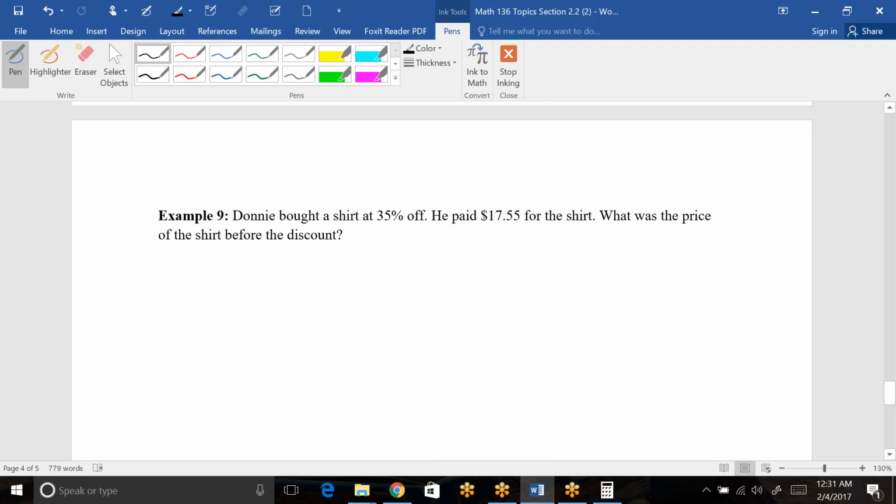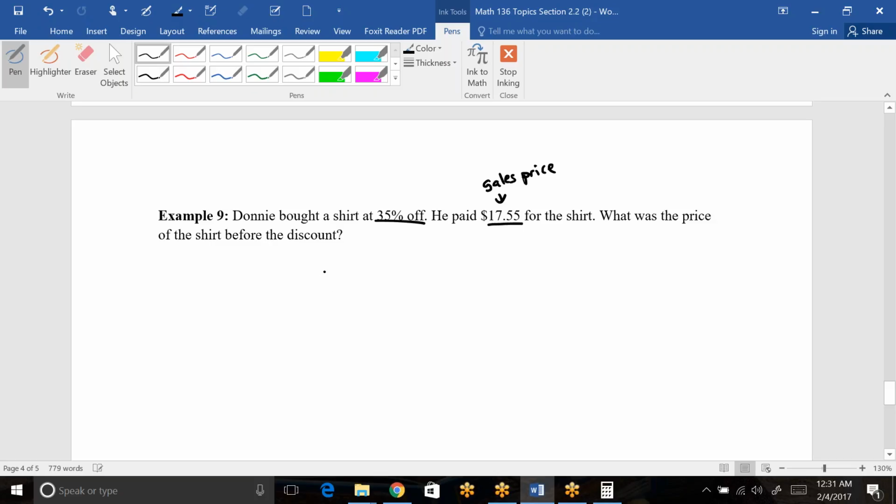Many of you have gone to a store before and you've needed to buy something on a sale. So Donnie bought a shirt that is 35% off and he paid $17.55. So this is the sales price. It's not the original price. What was the price of the shirt before the discount?